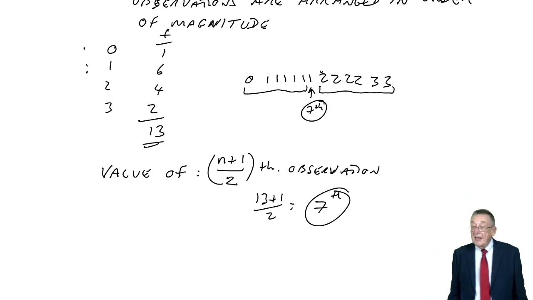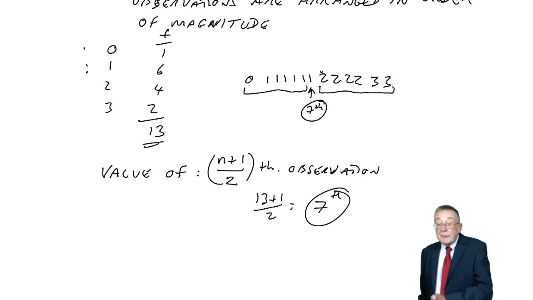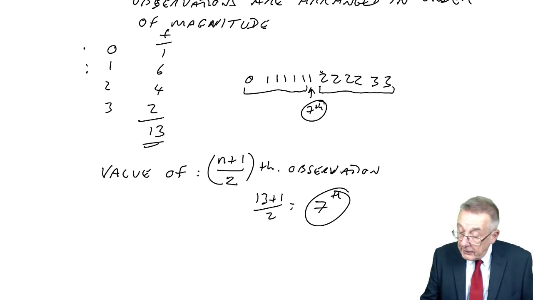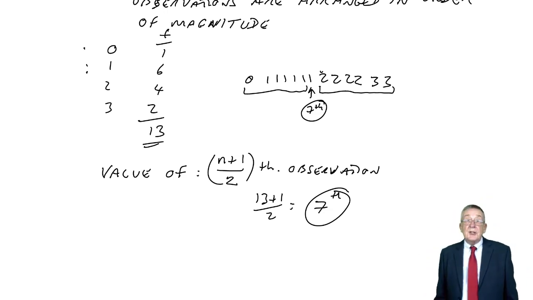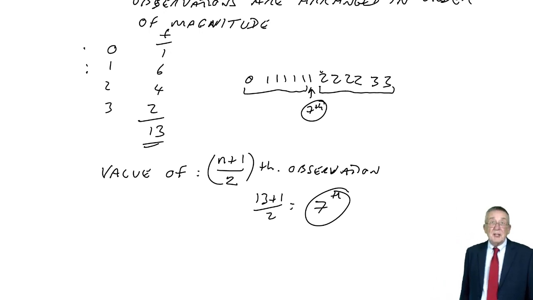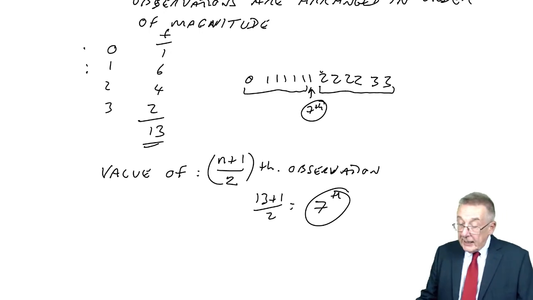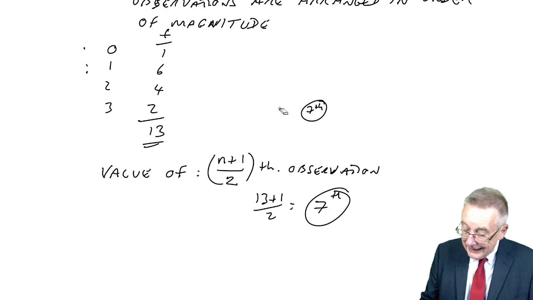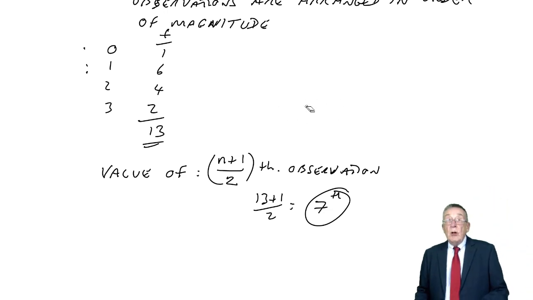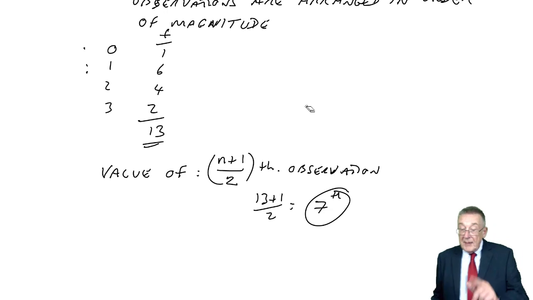We want the value of the 7th. Now, of course, we've already seen what I did there. You could list them all, but as I said, if there were 50 of them, that's going to be ridiculous. How can we get the value of the 7th? Well, by looking at the total.